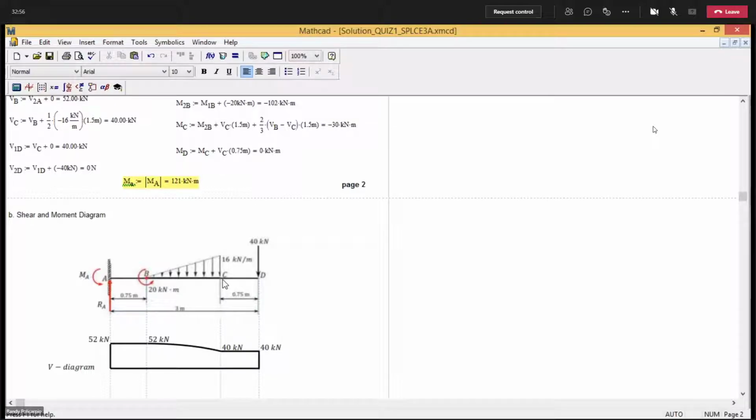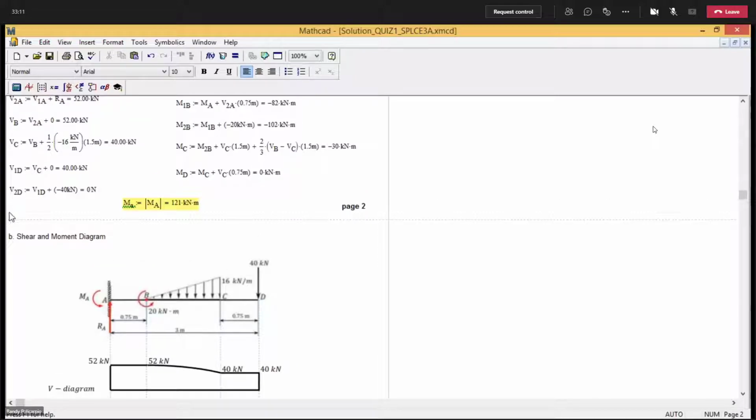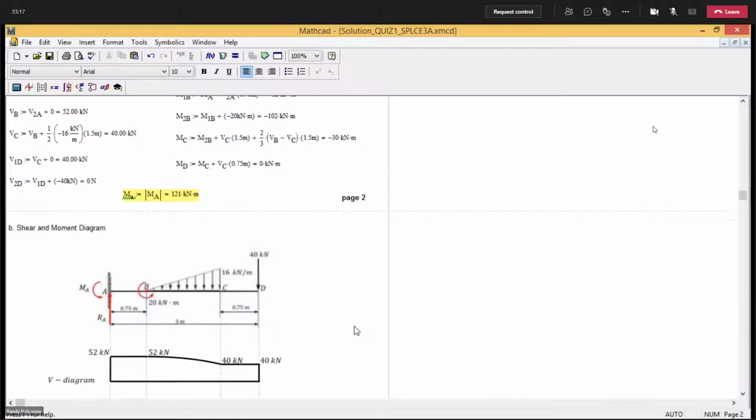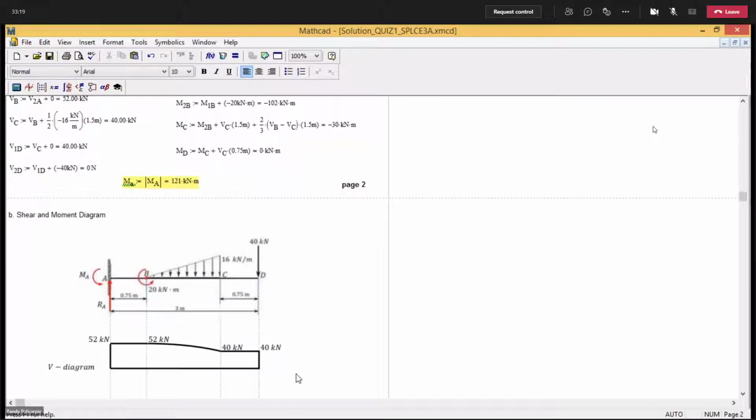And then at C, you have 40. And since there are no loadings here, when you connect your shear at D, it will be a horizontal line. And then it will close, because V2D is 0. So that is why it closes. So this is our shear diagram.